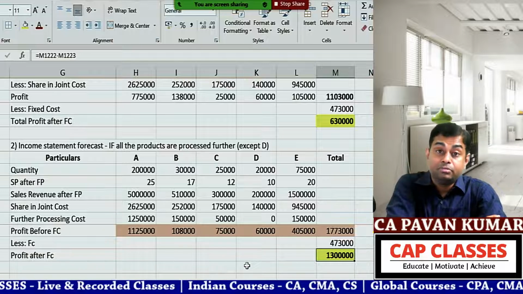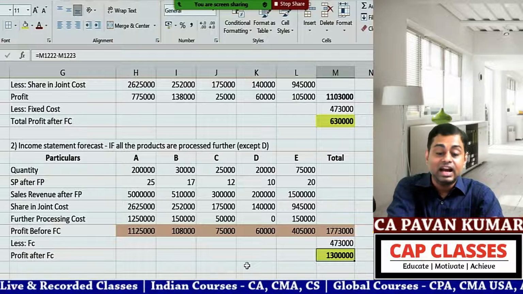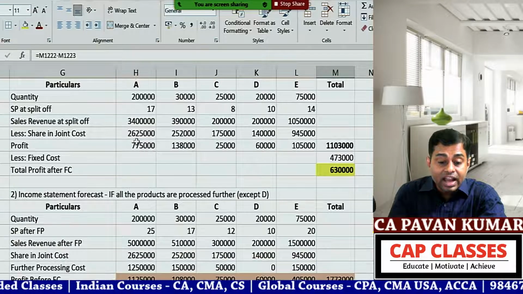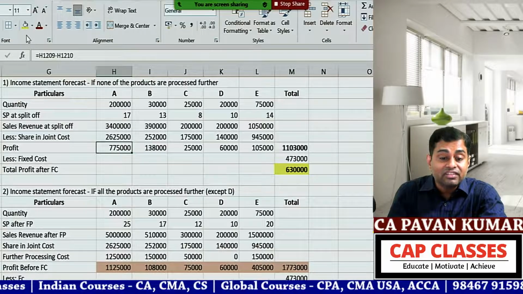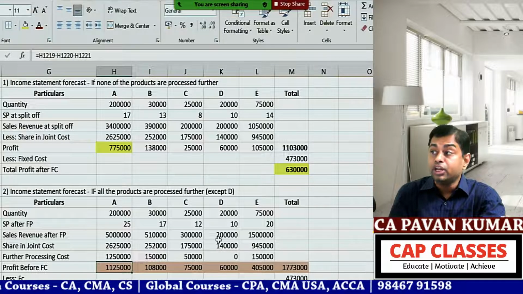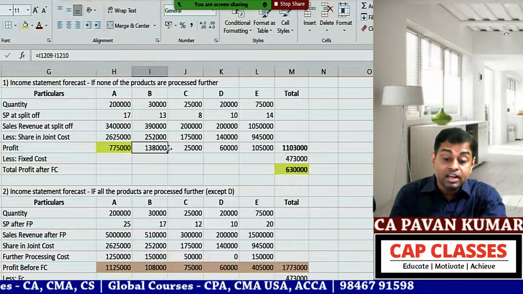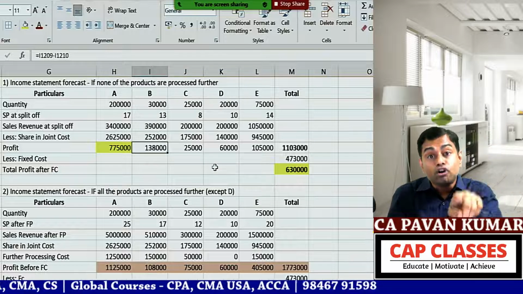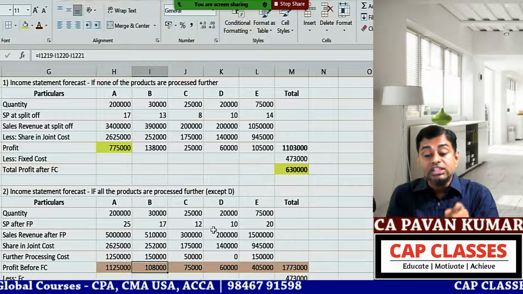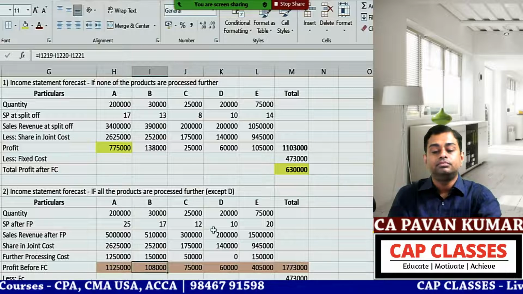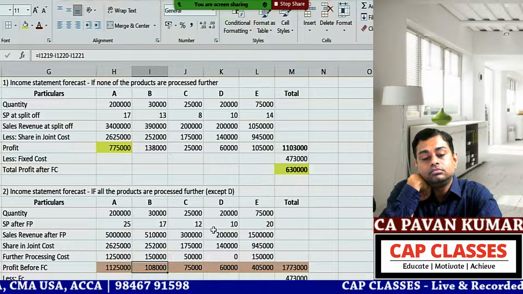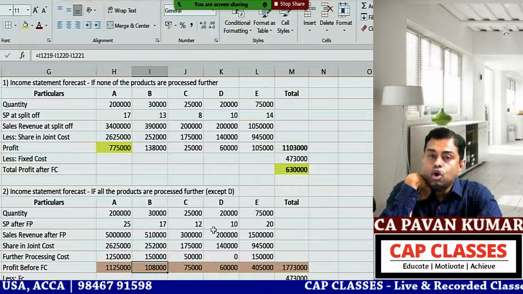Will process further. But my dear friend, you cannot give a wholesale answer like that. You have to compare product by product. For example, look at A. Before further processing, 7,75,000. After further processing, 11,25,000. So will you process? The answer is yes. What about B? 1,38,000 before further processing, but after you process it is 1,08,000 only. That means if you process product B further, you will lose 30,000. So will you process B further? No, sir. No, you should not.